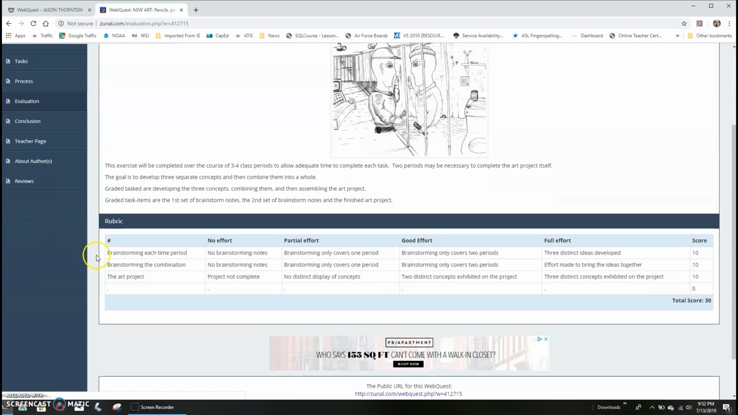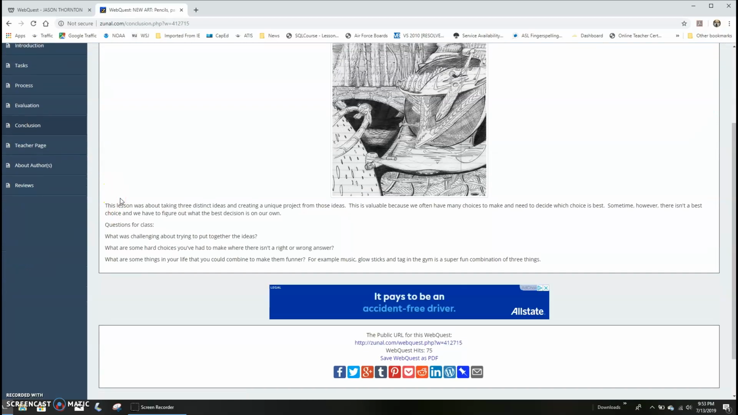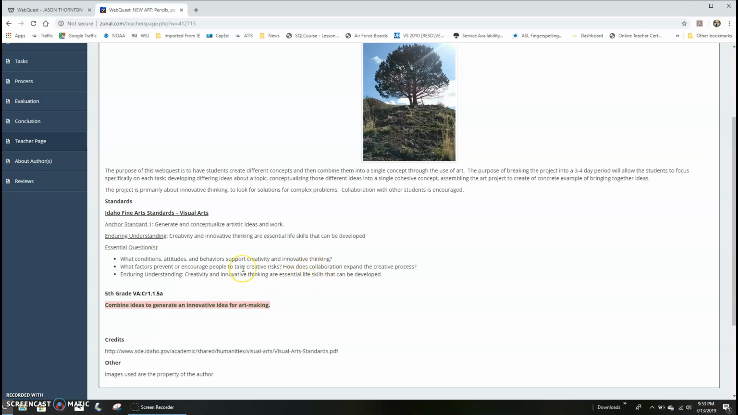So the evaluation is really the brainstorming of the 3 periods, and then the brainstorming and the putting together. I think those are really important concepts in this one. When the lesson's done, explain making choices and critical decisions, and how there isn't always a best choice. Then at the end of the class, ask them what was challenging for them, and what hard choices they have in life that don't necessarily have a right or wrong answer. Also give examples of where you can put different ideas together to make up a fun thing. A good example is having music, glow sticks, and playing tag in the gym with the lights off. That's super fun. So the teacher page, this is based on the Idaho Fine Arts Standard.